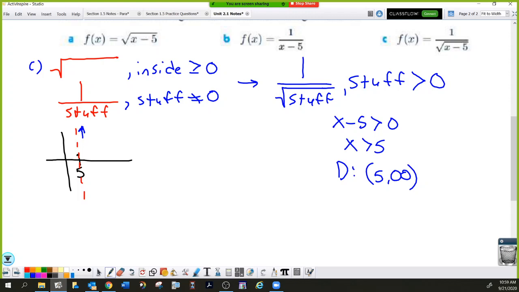And then as x gets really, really big, you're dividing by something. So like x is 10 quadrillion. Well, 10 quadrillion minus 5 is still nearly 10 quadrillion. You take the square root of it, it may not be as big, but it's still somewhere in the billions range. And 1 divided by billions is positive, but it's almost 0. So the domain is to the right of 5. The range is above 0.